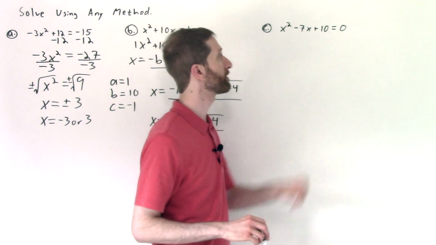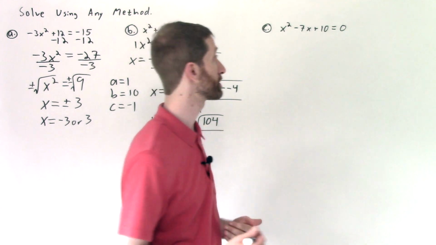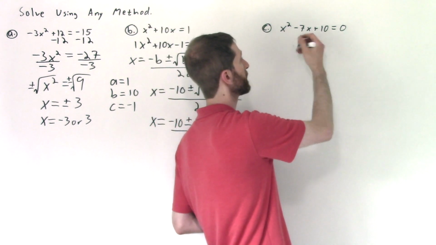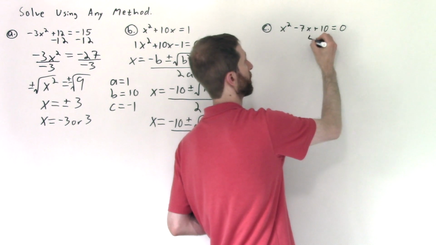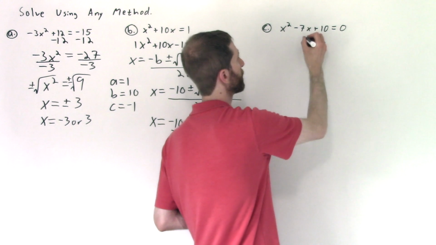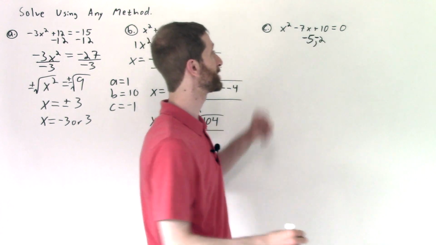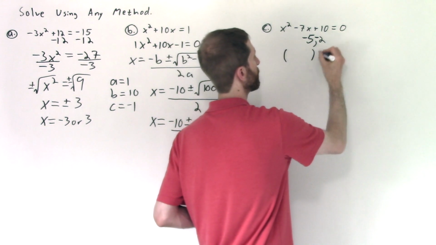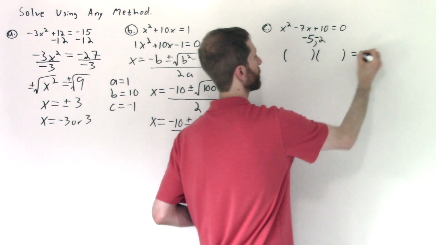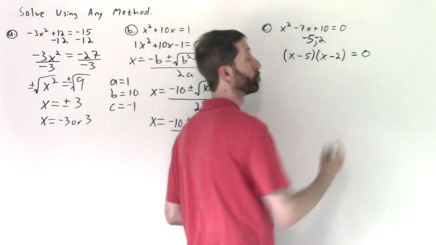X squared minus 7x plus 10 equals 0. Again, this is one to check to see if it factors because we can look at factors of 10 that add up to 7. There are 5 and 2. We'll multiply to 10 and combine to 7 if they're both negative, and multiplied they'll give you a positive 10 and add to a negative 7. So we factor it out, set it equal to 0, you get x minus 5 and x minus 2.